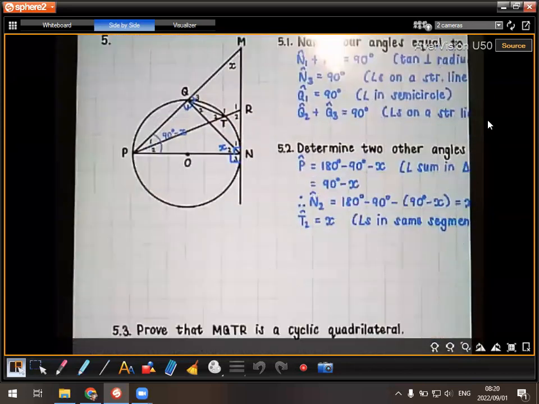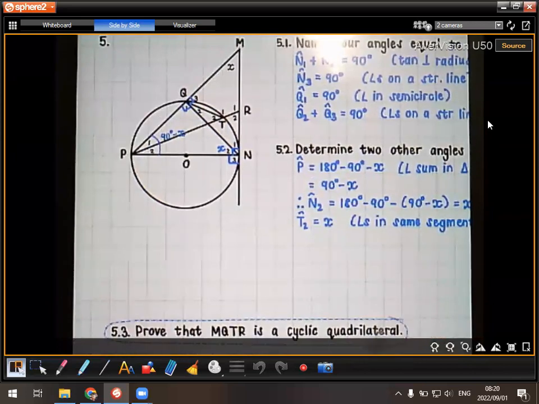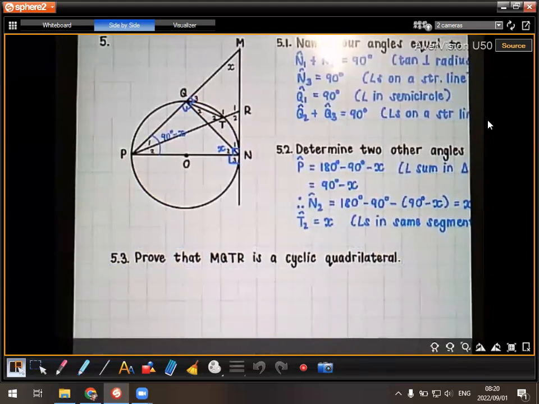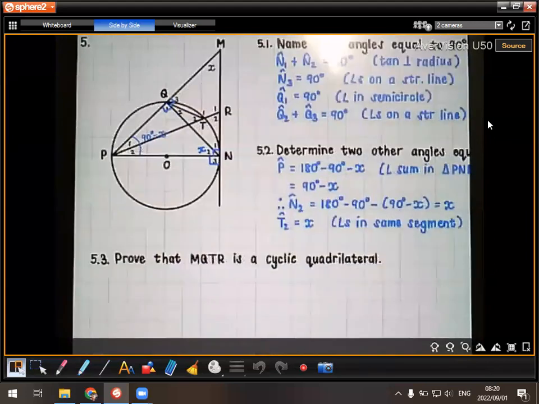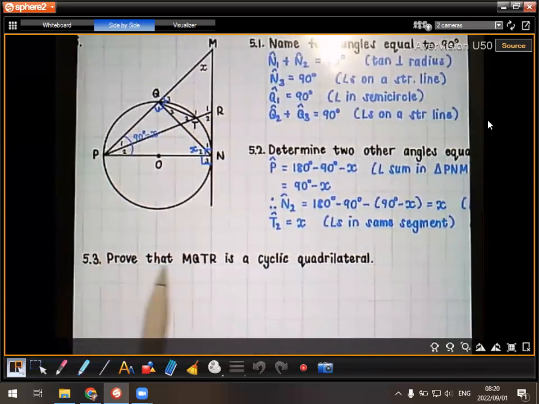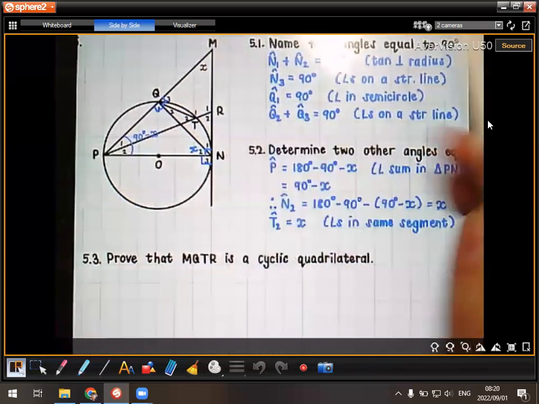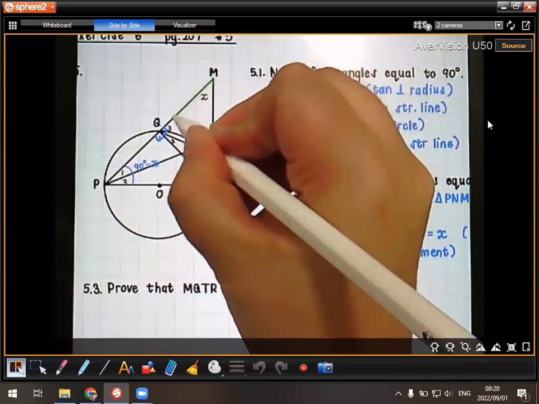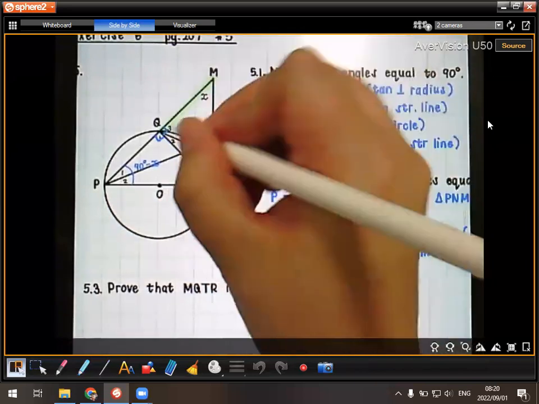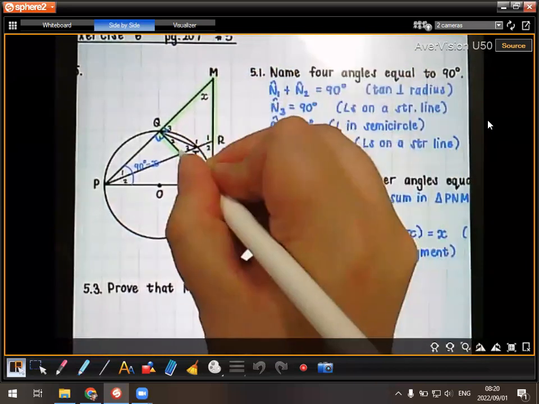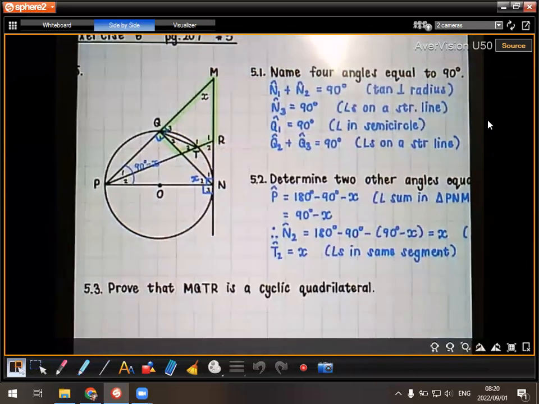Now I've moved this question down way too far. Let me move it back up again. Now in the next question, we have to prove that we have a cyclic quad. And guys, we're probably going to have to use some of the stuff that we proved in, what is this, 5.1 and 5.2 in order to do that. So MQTR, okay, so now I'm going to take my highlighter, MQTR is this one up here. It is quite useful if you have a visual of that quad.